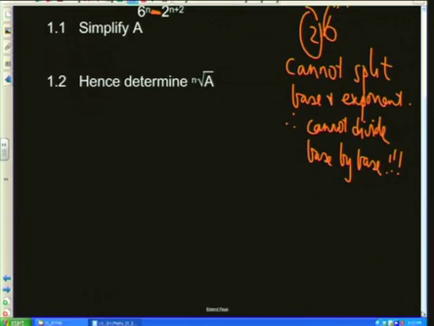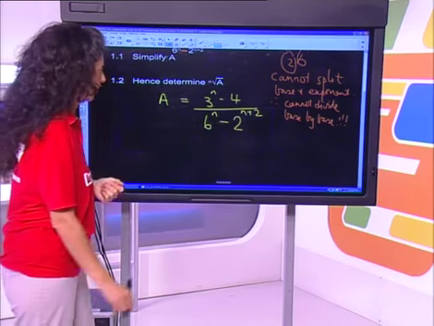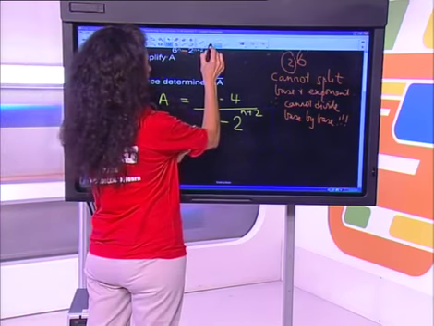Right, so my question is this. A is 3 to the n minus 4, and I'm dividing it by 6 to the n minus 2 to the n plus 2. Grade 11s, our job is to try and get same base, same exponent in order to be able to factorize. So, if we look carefully, analyze.